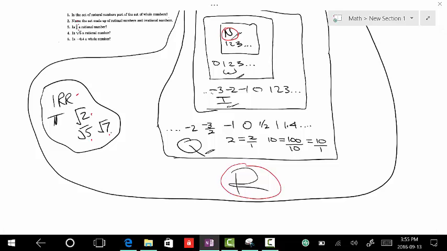Is negative 0.4 a whole number? No. Negative 0.4 is not a whole number. Whole numbers do not include any negative numbers. So negative 0.4 is not a whole number. That's the end of classroom practice 1.1.